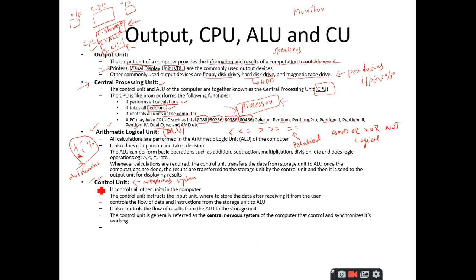As the name indicates, this unit is going to control every other unit: input unit, output unit, arithmetic logical unit, everything is controlled by it. It controls how the input unit has to behave. It controls how much data has to be taken from the memory and loaded to the processor. It controls how the results have to be processed. It controls how the results have to be stored on the primary memory or the secondary memory. Everything is controlled. That is the reason why we call it the central nervous system of the computer.